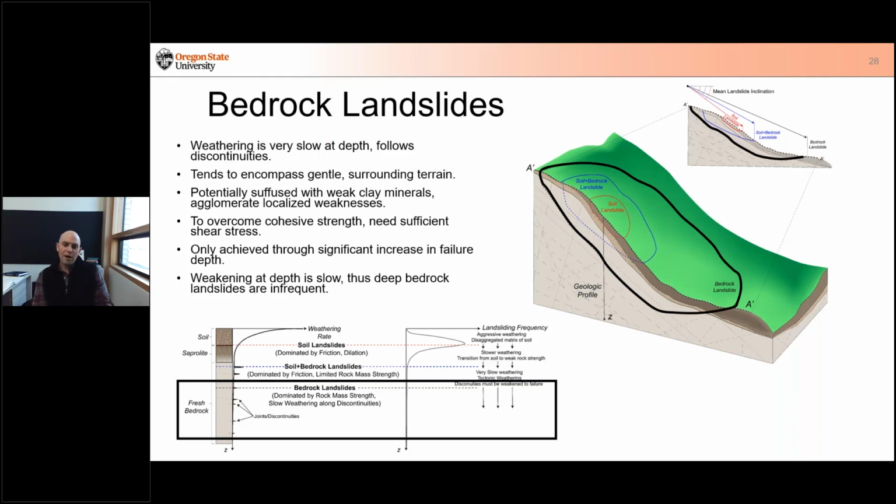However, there is this increase in cohesion of intact rock, and to basically cause failure in this more gentle terrain, well, we need to have a sufficiently low friction angle and sufficiently high cohesion here.